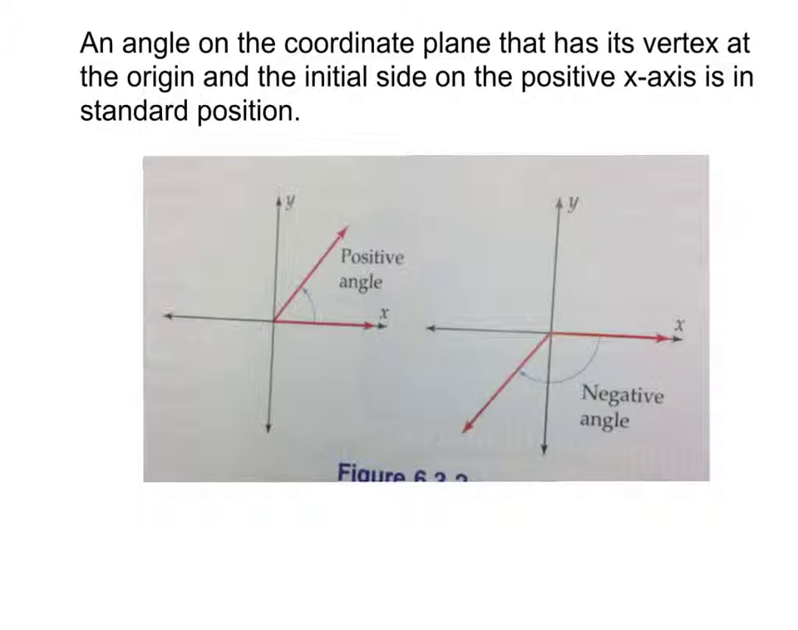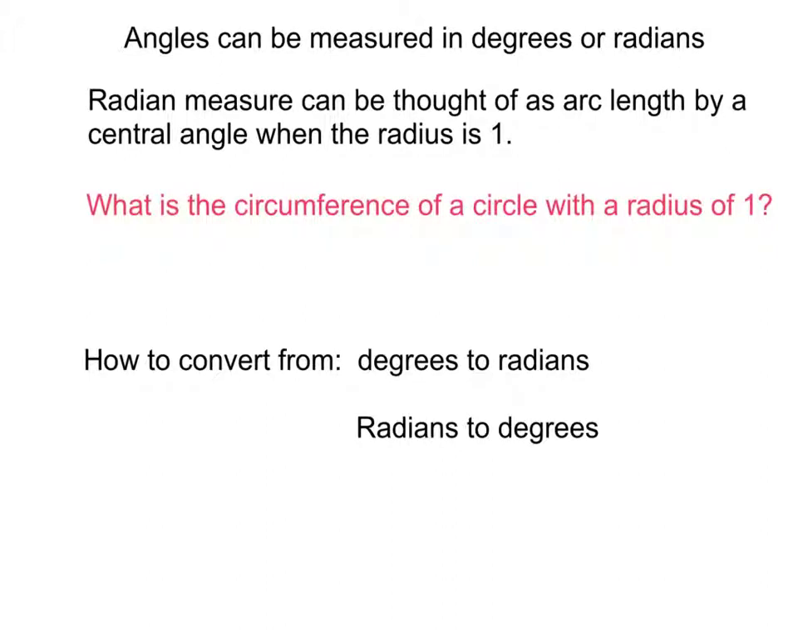We can have positive angles and negative angles. When we put the initial side on the positive x-axis on a coordinate plane and rotate the terminal side counterclockwise, we have a positive angle. And when the initial side is on the positive x-axis and we rotate clockwise, we create a negative angle. Angles can be measured in degrees or radians.